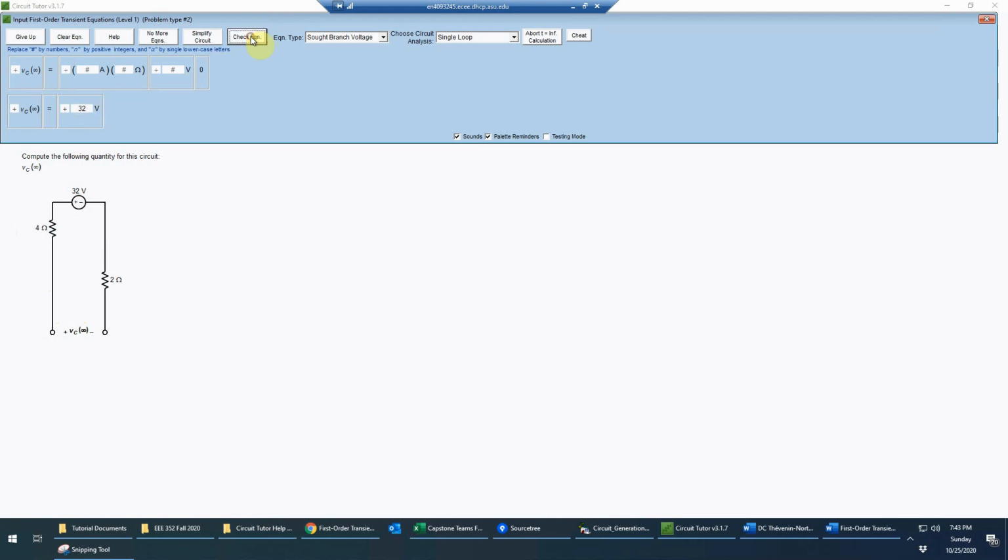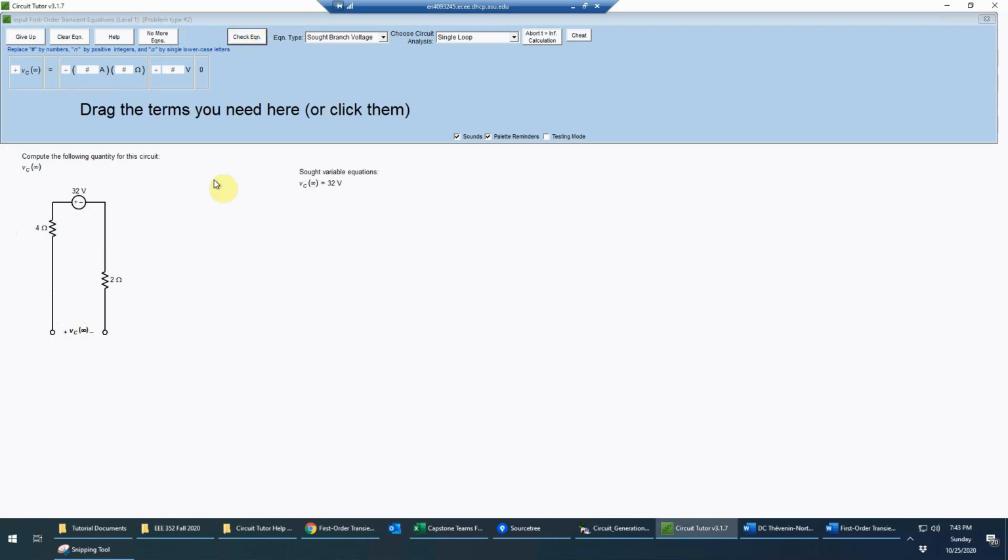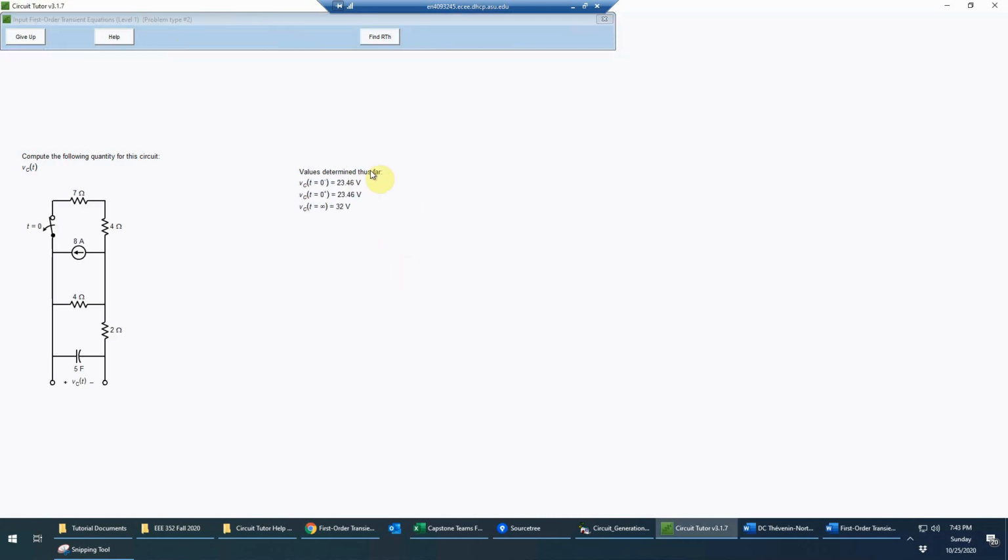So now I click check on that. That is correct. And basically I'm done. So I just say no more equations. And that will update my summary here to show me that I found the value at infinity as well as 0 minus and 0 plus. So the last thing I need to do, the only thing that I haven't done yet, is to find the Thevenin equivalent resistance seen from the terminals of the capacitor.